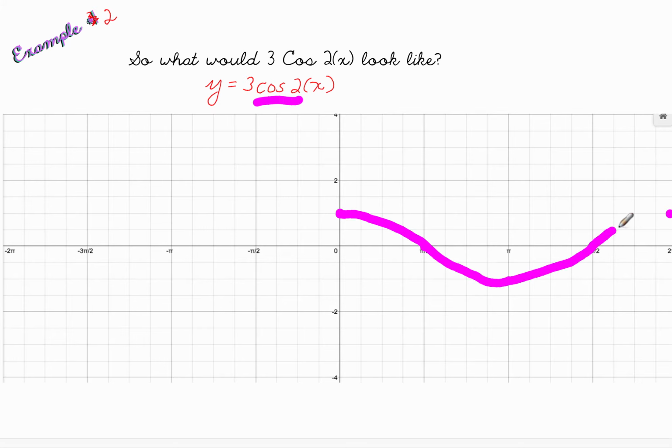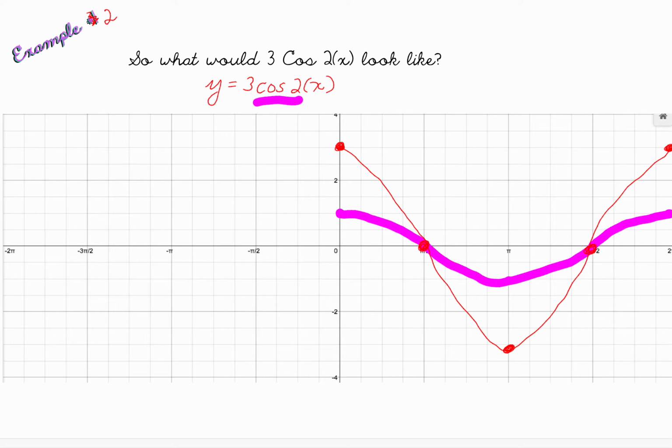Now, how do they want me to change that? Well, first of all, they want it to go 3 high. So that means each one of these points is going to get tripled. 1 triples to 3, 0 triples to 0, -1 triples to -3, 0, and then +3. So there, I've just drawn a cosine wave with an amplitude of 3.